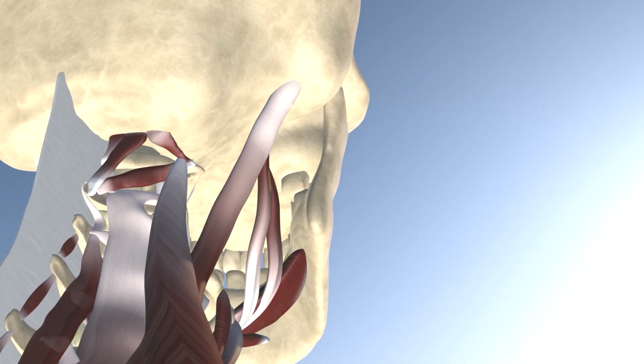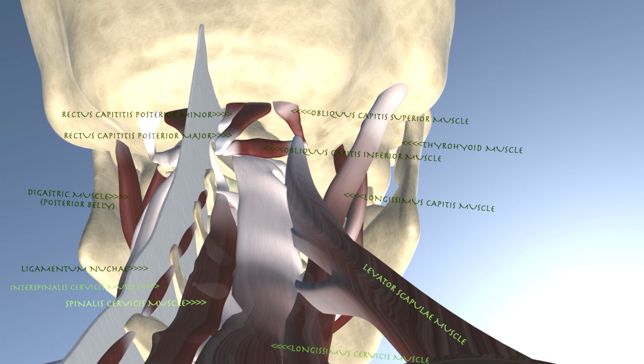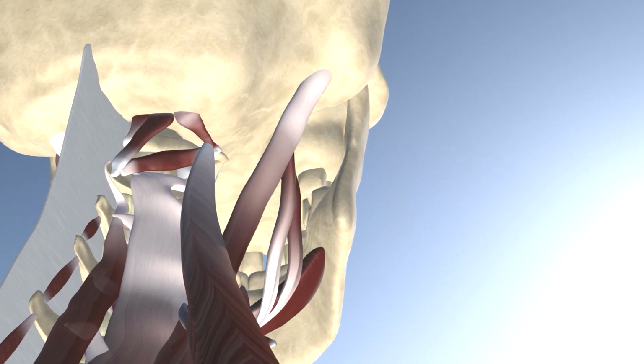Now we're rotating and we're looking at the base of the skull. We can appreciate the obliquus capitis superior muscle, as well as the obliquus capitis inferior muscle, as well as the rectus capitis posterior major and minor muscles.